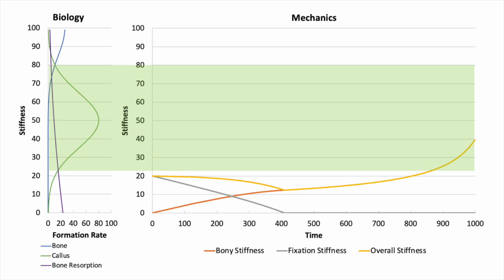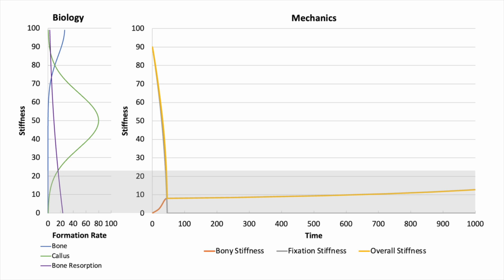A hypertrophic nonunion occurs when the resulting overall stiffness at the time of evaluation is in the range of stiffness optimized for callus formation but not for bone formation. Whereas an oligotrophic nonunion occurs when the resulting overall stiffness at the time of final evaluation is outside of the range of stiffness optimized for callus or bone formation.